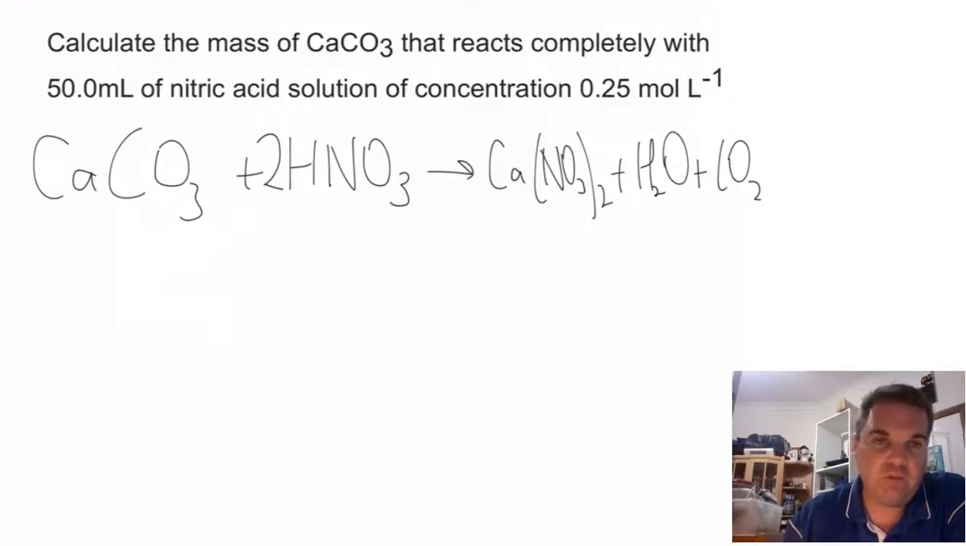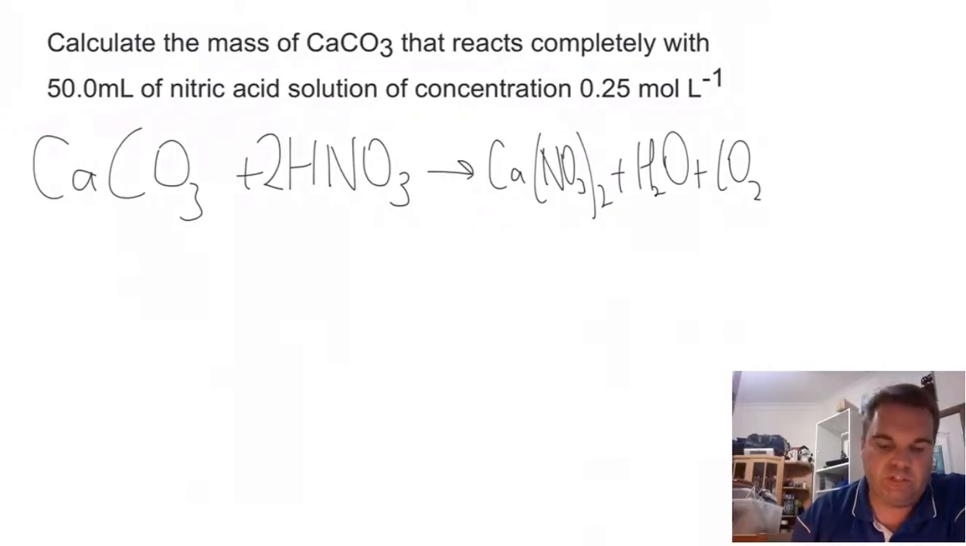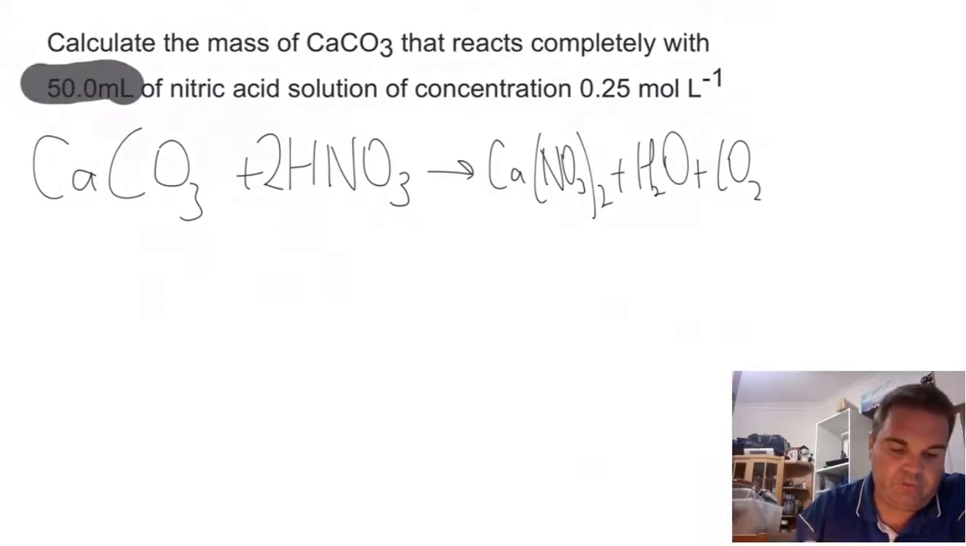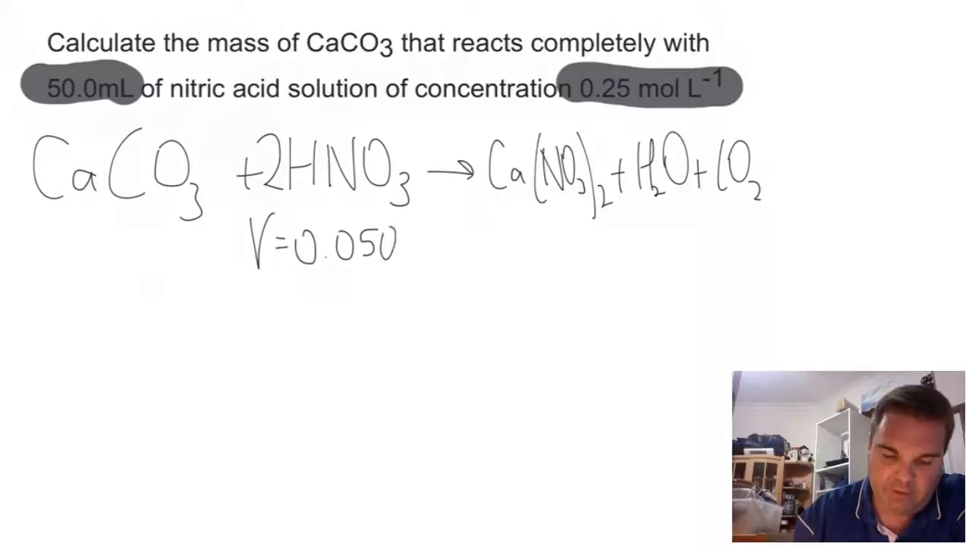Then what you do is you have a look at what information you've got in your actual question here. So over here we've got 50 ml of nitric acid, and we've got a concentration of 0.25 moles per litre here. So what we're going to do is write the information underneath. So we had a volume of 50 ml, so volume of 0.0500. Really important to remember that you need to convert your volume into litres. And we've got a concentration of 0.25 moles per litre.